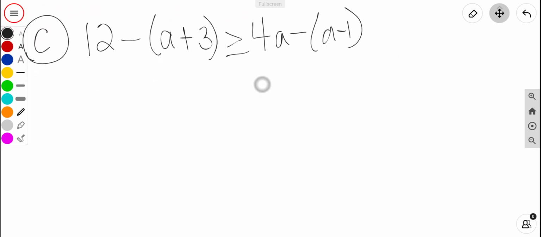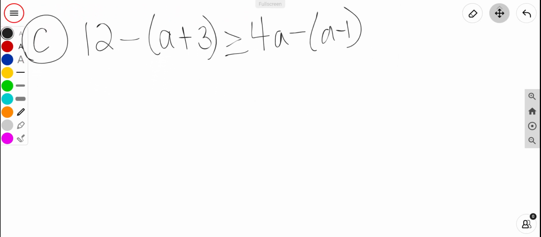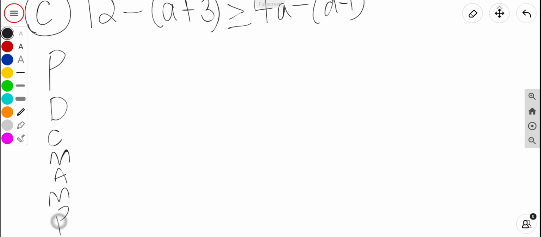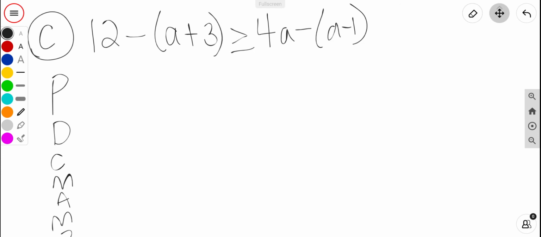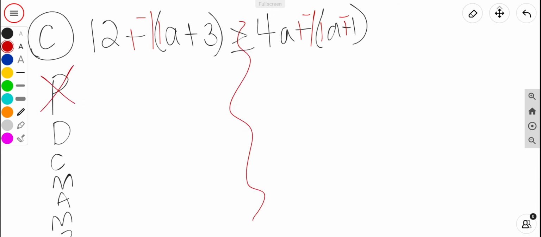Okay, so let's focus in on this one. Go ahead and write down our steps. Oh, I ran out of space for my last one. Okay, let's prepare. Did you get 1, 2, 3, 4 invisible ones? I did. So we're done with the prepare.